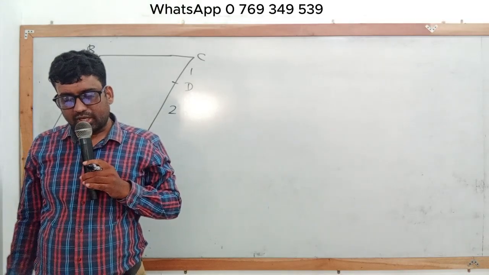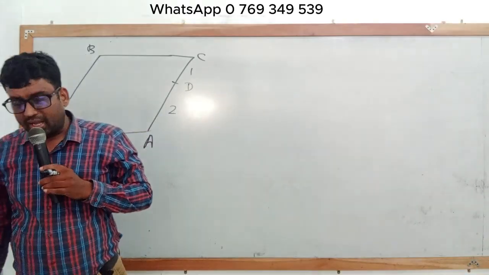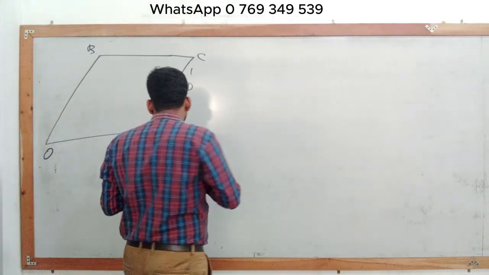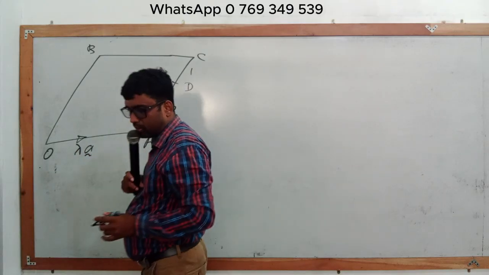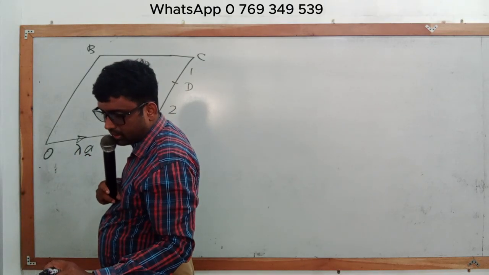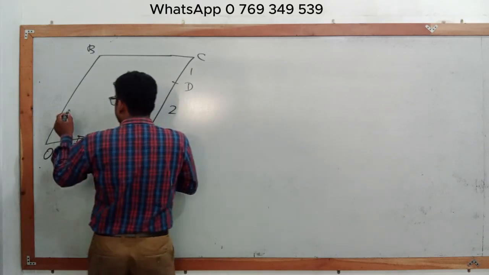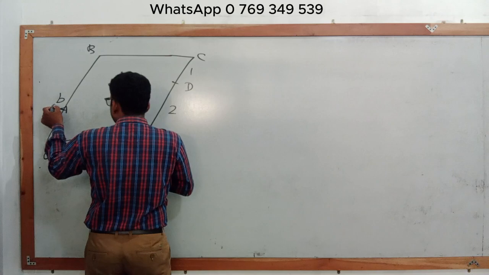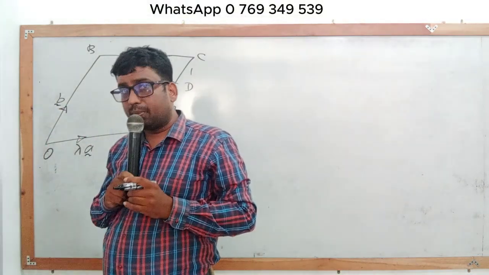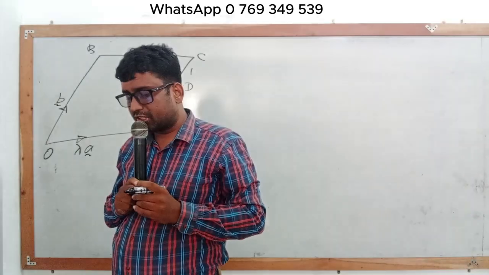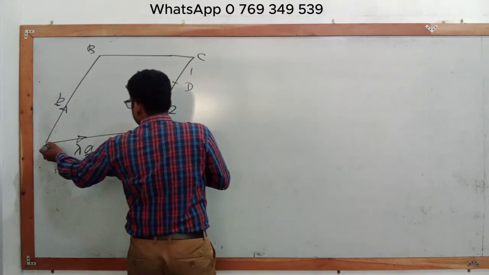The position vectors of points A and B with respect to O are lambda A and B. This is lambda A, that is OA, no? And this is B. Right? Where lambda is positive, express the vectors OC and BD. OC, this one.